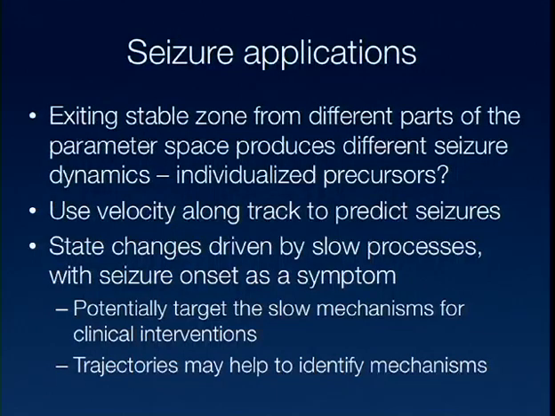So this framework would certainly suggest that we could be targeting the slow mechanisms in terms of clinical interventions, and then tying into that, the trajectories of the brain state prior to the seizure could perhaps provide some clues as to what those specific mechanisms might be.